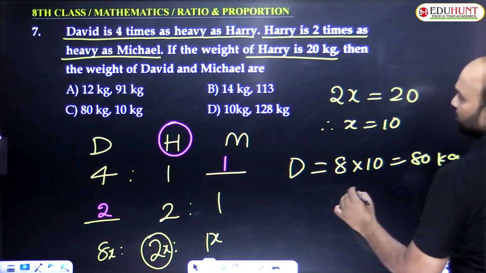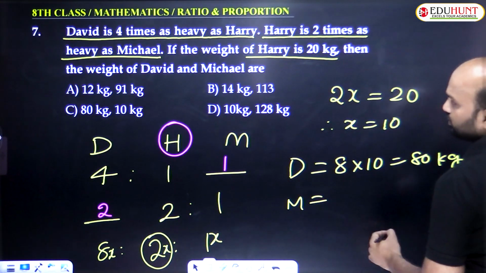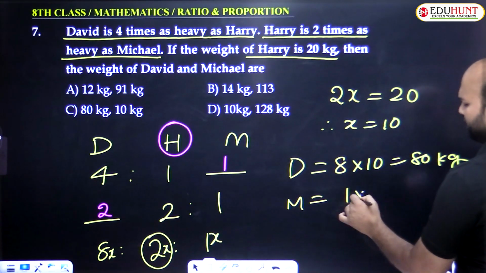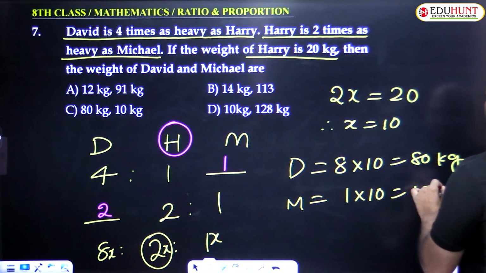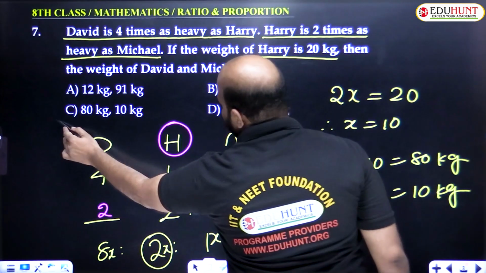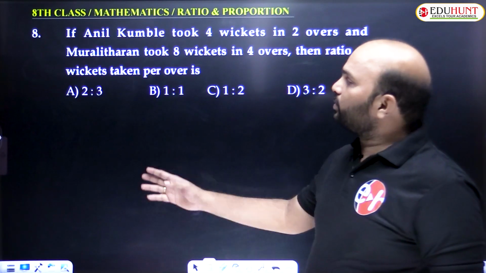Next, Mitchell's weight is 1x, nothing but 1 into 10, that is 10 kg. So the required answer is 80 and 10. Option C is the right answer. Am I clear? Let's go to question number 8.